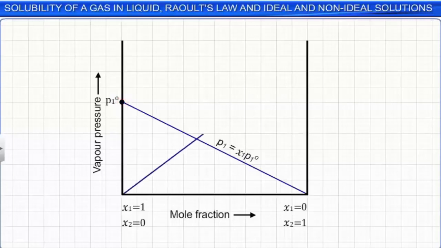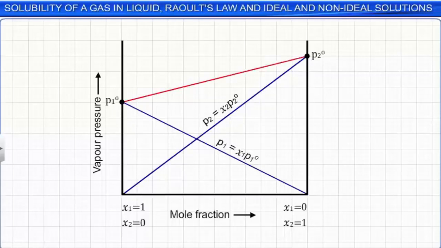Similarly, a plot for the component 2 corresponding to the equation P2 equal to x2 P2 naught on the same set of axes is represented as shown here. Now, as can be seen from the curve, the vapor pressure of the pure component 2 is higher than that of the pure component 1.